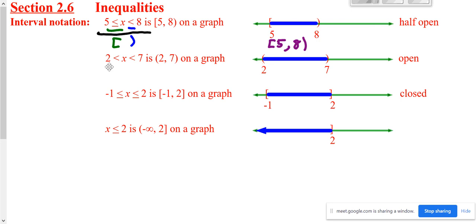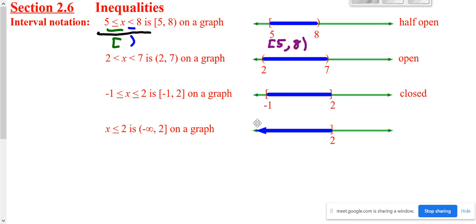So if we're looking at this next one, you're just looking in between 2 and 7, but there's no equal to, so you're not square. They're both curved, so it's curve 2, comma 7, curve. Next one down, they're both equal to, so they're both square brackets, and the square and the parentheses always go towards where the shading happens to be.